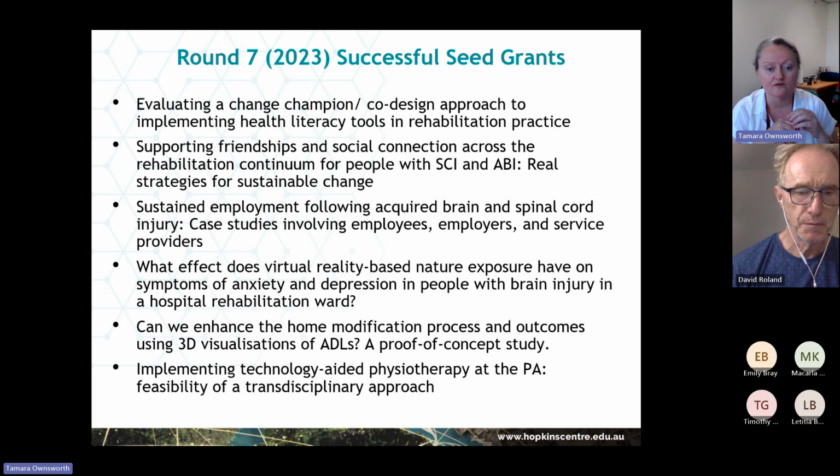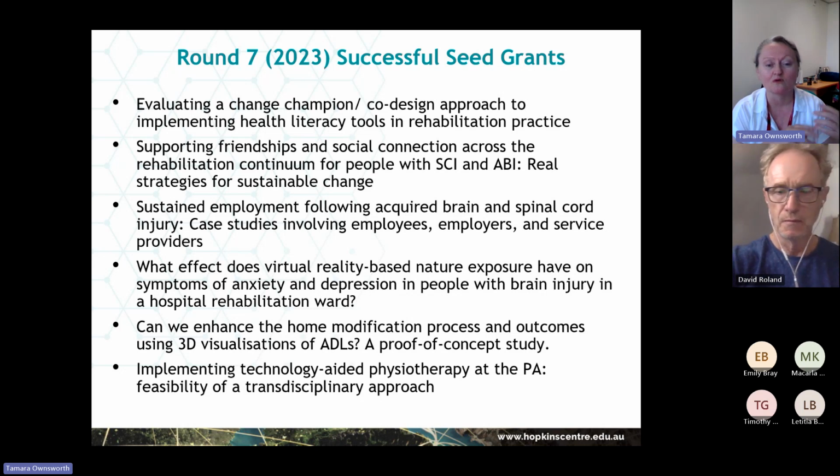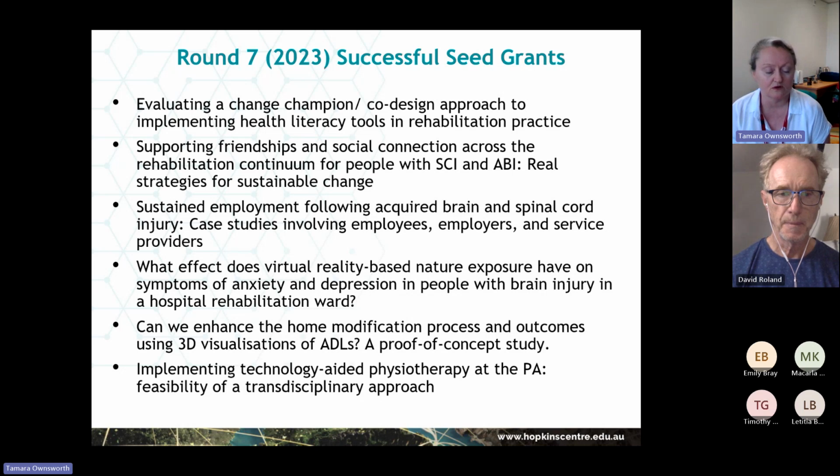The next one is focused on virtual reality-based nature exposure, so the role of technology in enhancing or enriching individuals' environments whilst people are still in hospital. It also supports mental health, so it spans both programs nicely. That is led by Mike Norwood. The fifth one focuses on home modification process and outcomes, and that's led by Coral Gillett. And the final one, Implementing Technology-Aided Physiotherapy, is part of Habitech, focusing very much on personalisation and utility of rehabilitation in practice.